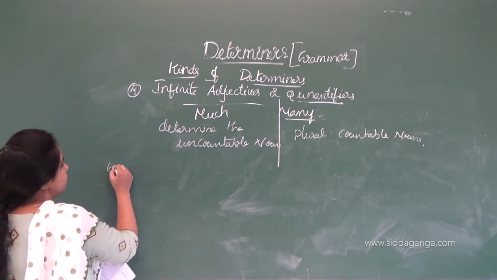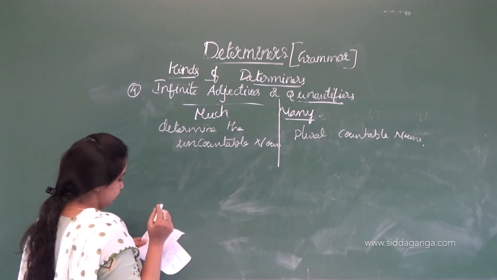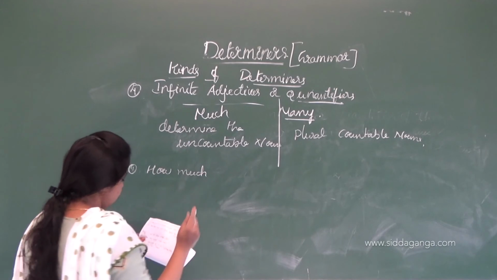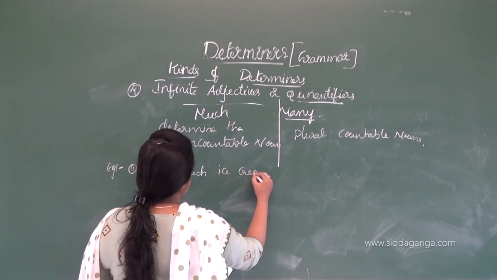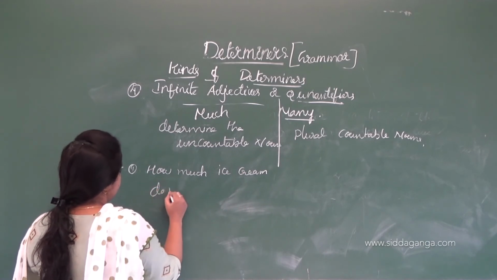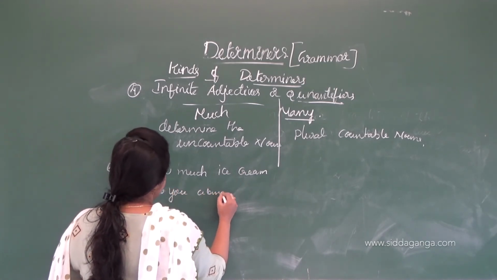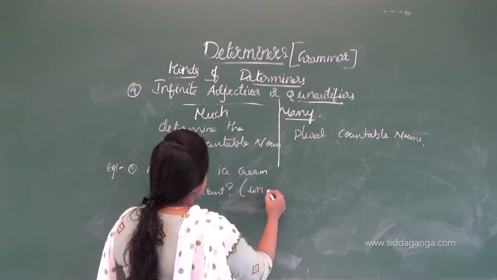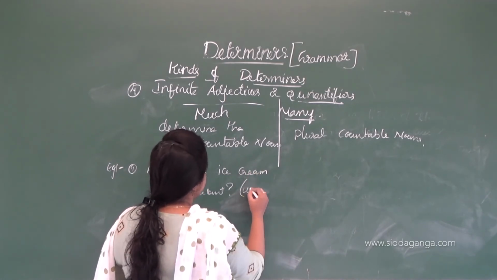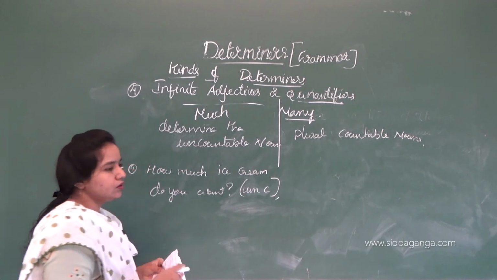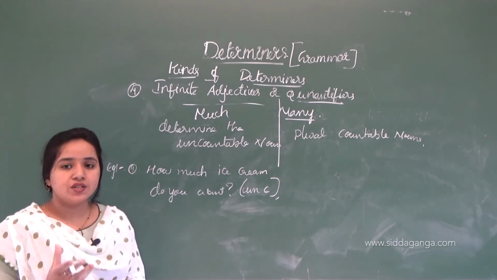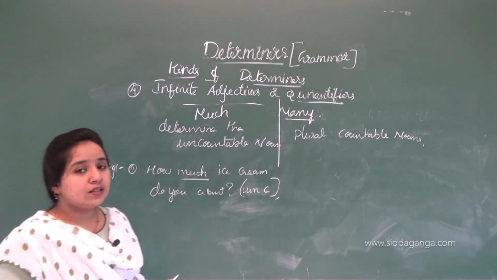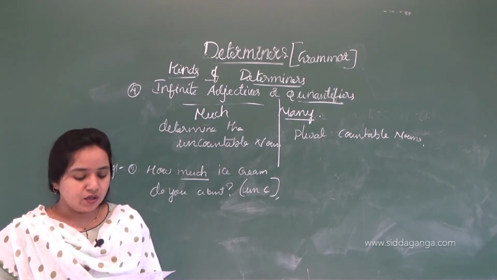Okay, example for much: how much ice cream do you want? So it is uncountable. Okay, so we can't count ice cream quantity. We can measure it, but we can't count the quantity when it comes to how much. Okay, we can say how many ice creams, but not how much.